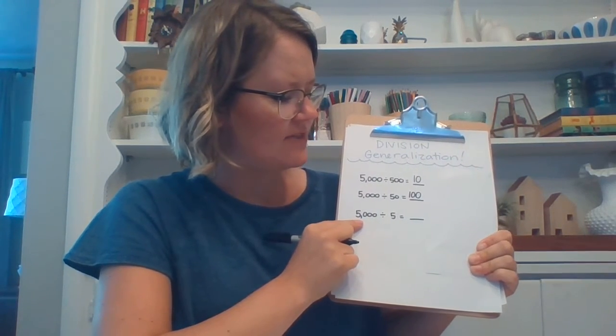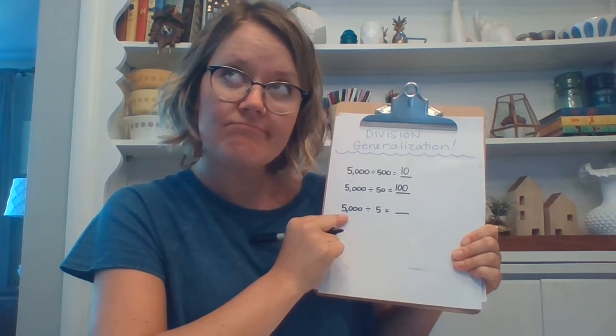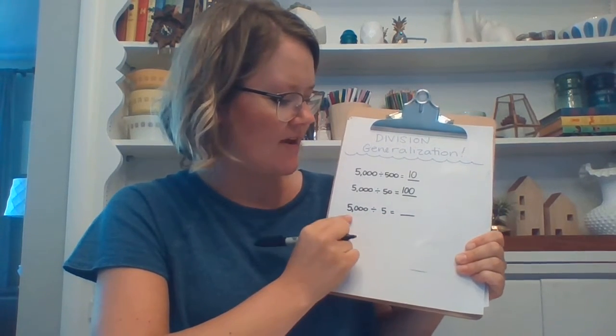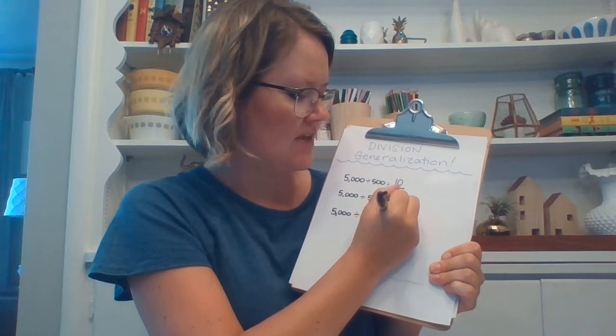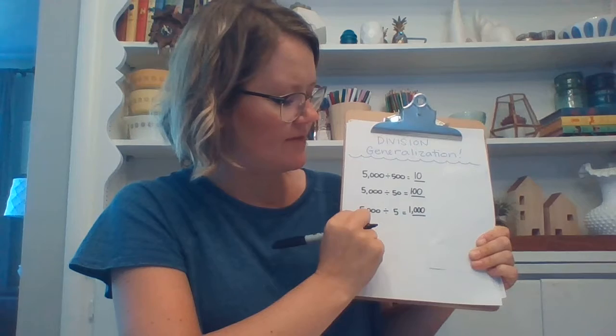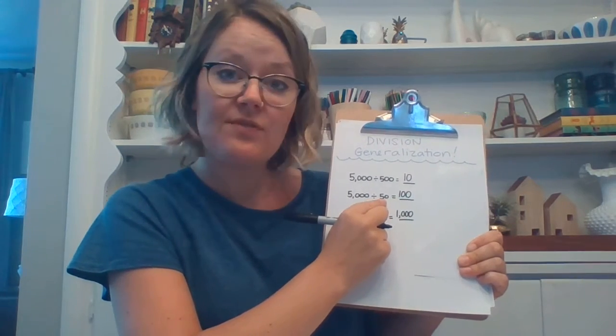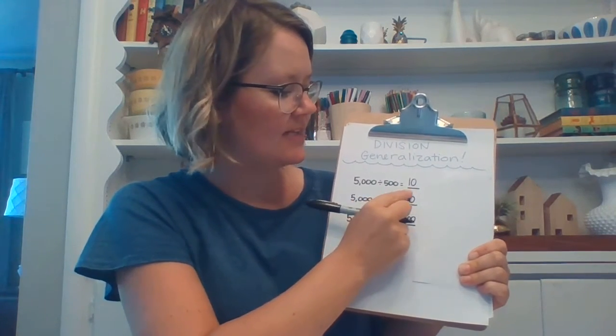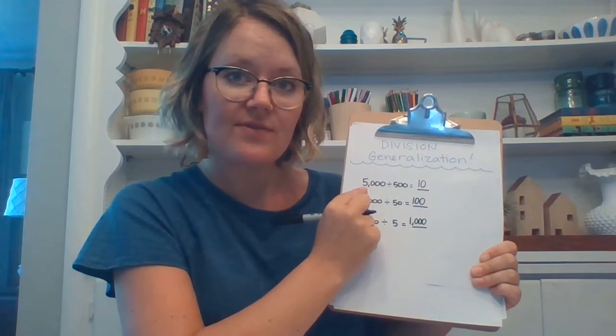Here we have 5,000 divided by 5. How many 5s are in 5,000? That answer would be 1,000. We can check it. 1,000 times 5 is 5,000. 100 times 50 is 5,000. And 10 times 500 is 5,000.